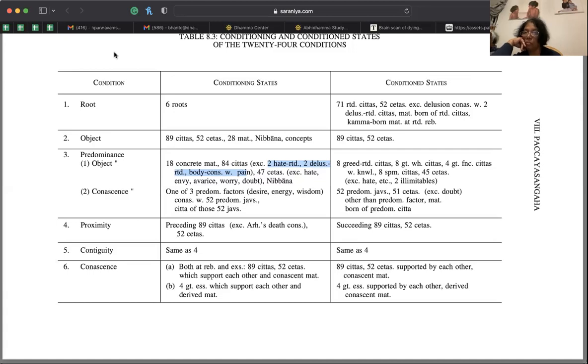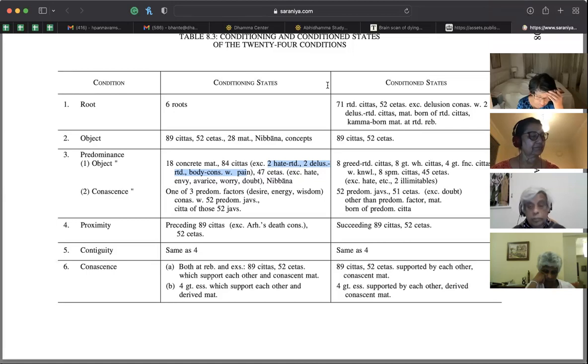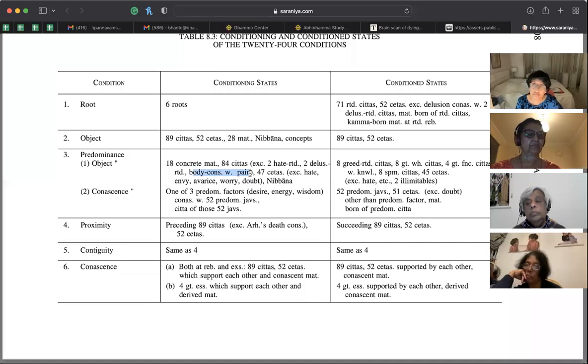No. Why? Someone else. Anuma, would you like to give it a try? Hate. Look at the essence of this. Hate. Delusion. Body consciousness with pain. Are these things that we want, that we look forward to, that we take in that same essence? No. That is why they are excluded.